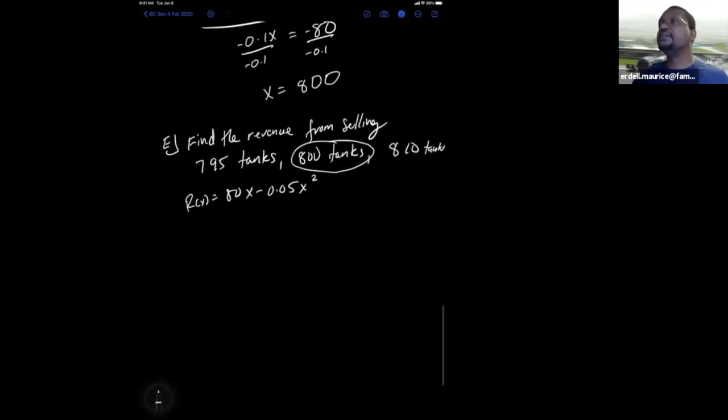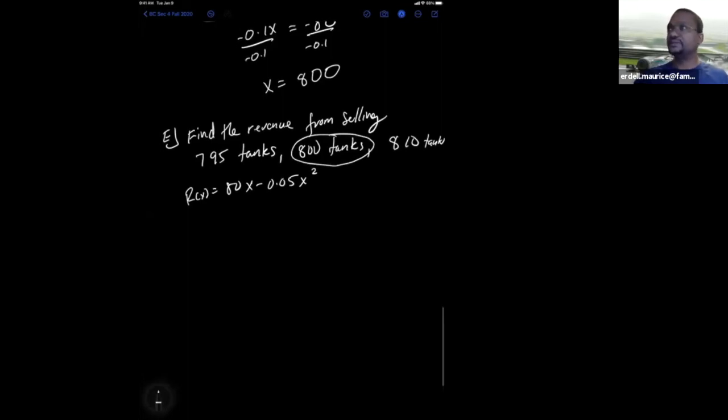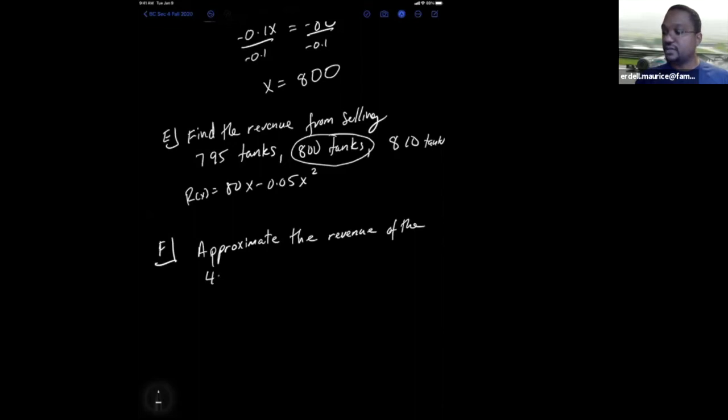All right. The reason why the derivative works is for an interesting reason. If you look at the definition right here, the derivative gives us the approximate cost of the next unit, or revenue from the next unit. Approximately the revenue of the 401st tank. The derivative gives us the amount we will get from the next unit.